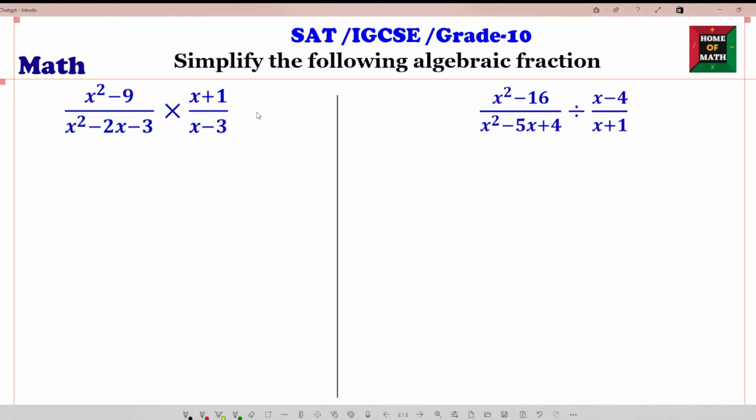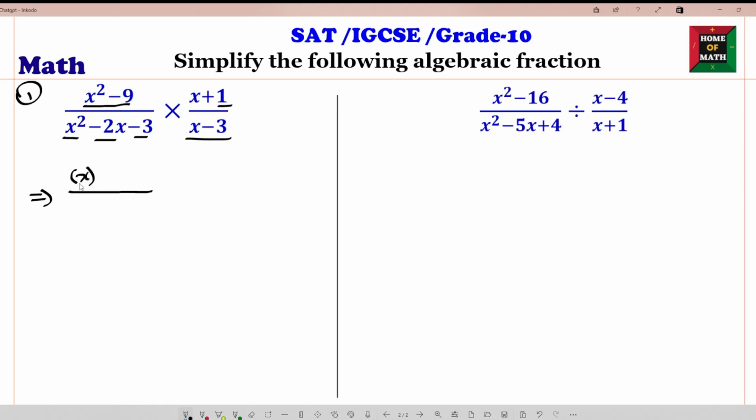Today we will simplify these two algebraic fractions. Let's start. First question: x squared minus 9 divided by x squared minus 2x minus 3, times x plus 1 divided by x minus 3. Look, the first fraction, x squared minus 9, is a difference of squares.